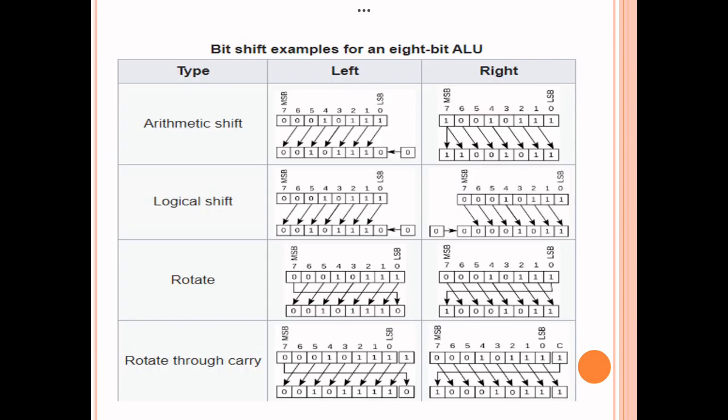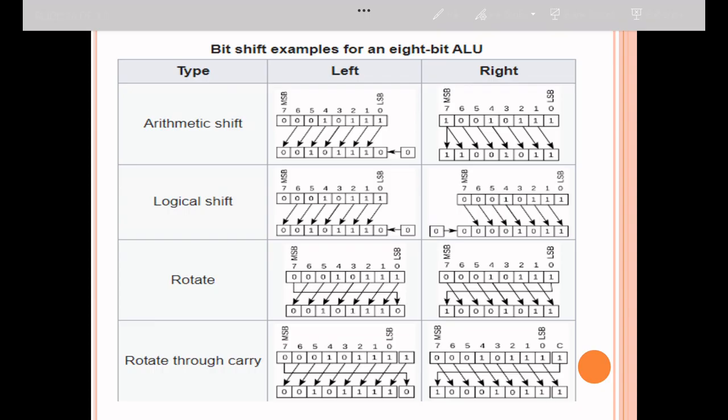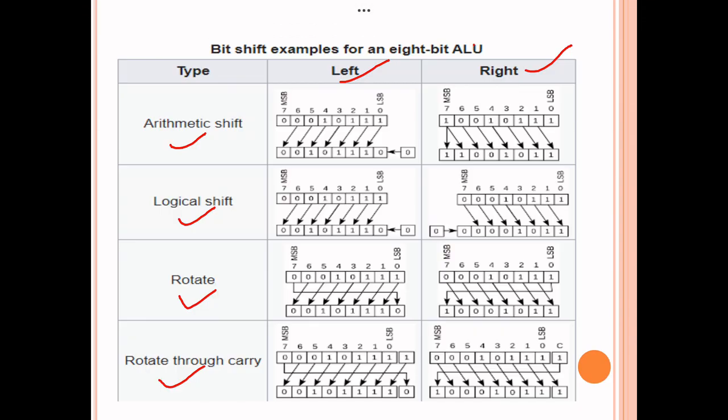Now this is bit shifting. You can see how the bits are shifting. There are many types of bit shifting, left and right, like arithmetic shift and logical shift, rotate shift and rotate through carry. Such types of bit shifts are performed in the ALU. Now I will show some questions so you will understand easily.